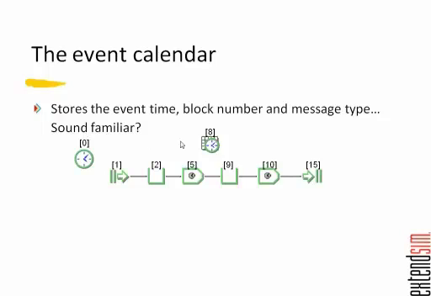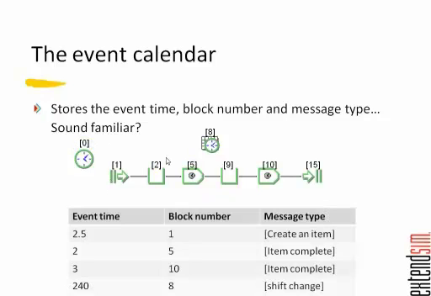So I've got a simple example here. In brackets, these are the block numbers. These are all the block numbers. And in ExtendSim, each block has its own unique block number. So it's the easiest way to refer to a block. The event calendar looks something like this. This is kind of a stylized version. We have the event time in one column, the block number that event time refers to, and then what type of message is going to that block.